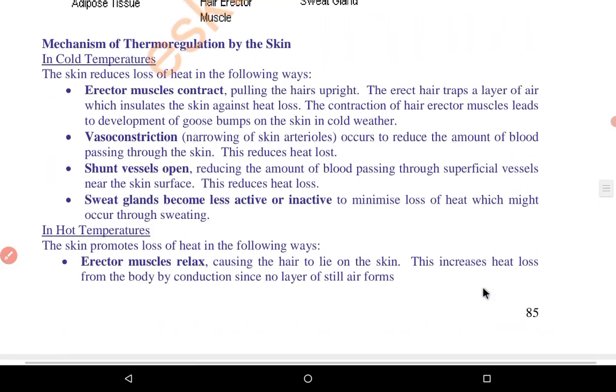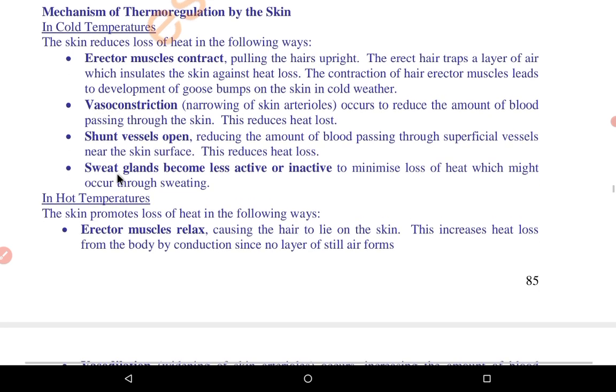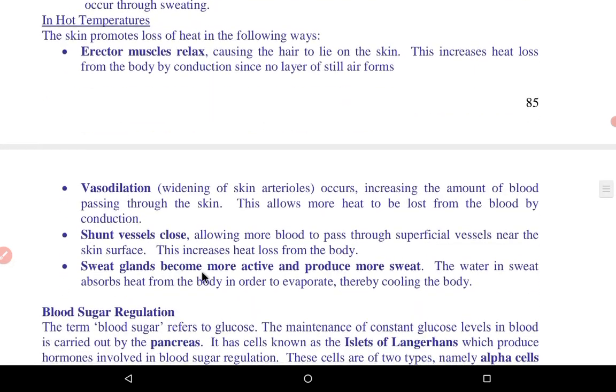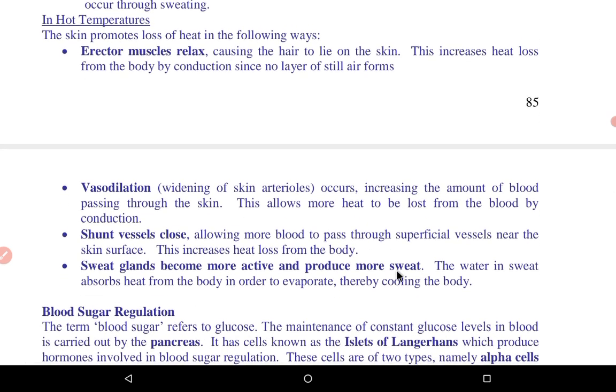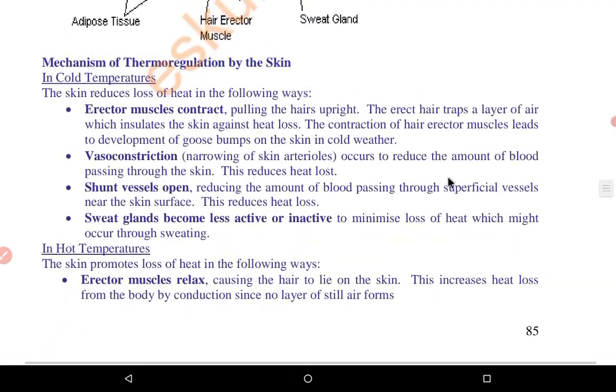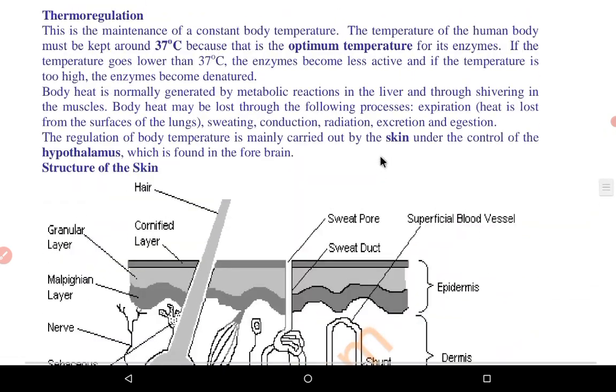So what you need to know is the erector muscles, and vasoconstriction, all these, just the opposite. Sweat glands become more active and produce more sweat when it's hot. Then we're going to look at blood sugar regulation and other things in our next video, but for now we've just looked at thermoregulation, how the body maintains the temperature at 37 degrees Celsius.